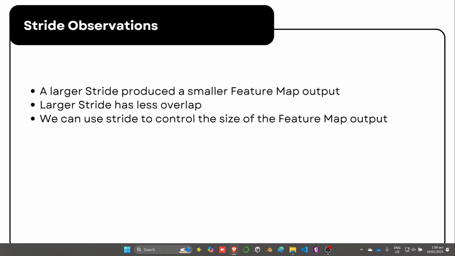There are some observations to note with stride. A larger stride produces a smaller feature map, like we just said. A larger stride also has less overlap, meaning that because of the jumps, it's not using the same pixel information twice. So we do use stride to control the feature map output.